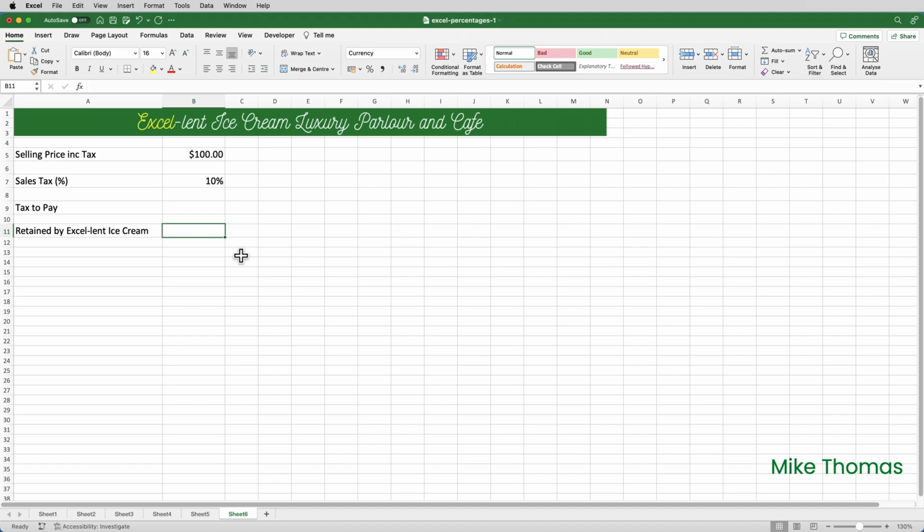The final example is the one that seems to get everybody. The price of a 10-litre container of ice cream is $100, but now this includes sales tax at 10%. In other words, the customer pays $100. We don't put 10% on top, that's what the customer pays. And we need to calculate how much of that $100 goes to tax and how much of the $100 we retain. First of all, I'll calculate how much we retain, and that is going to be the selling price divided by 1 plus the tax rate.